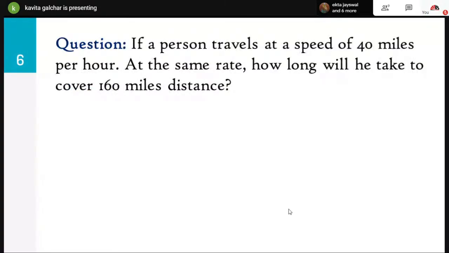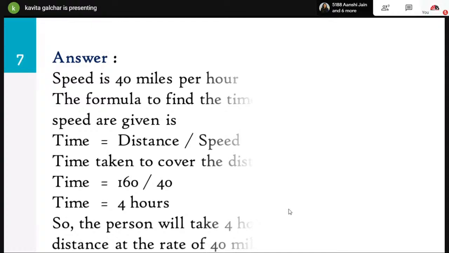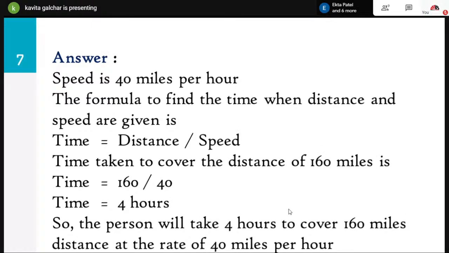In the next example, if a person travels at a speed of 40 miles per hour, at the same rate, how long will he take to cover a 160 miles distance? How long will he take? It means that you have to calculate the time with speed. It is 40 miles per hour. The formula to find the time when distance and speed are given is time is equal to distance upon speed. So the time taken to cover the distance, that is 160 miles, is time is equal to 160 upon 40, which is 4 hours. So the person will take 4 hours to cover a 160 mile distance at the rate of 40 miles per hour.